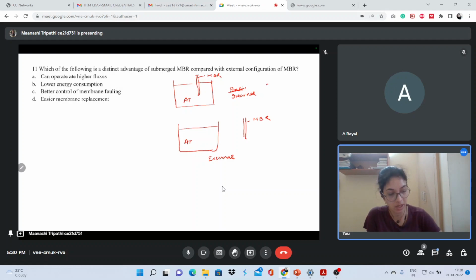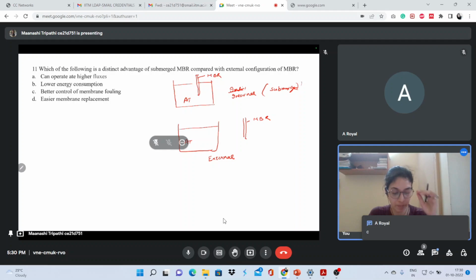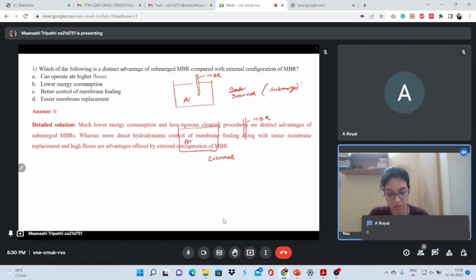Submerged MBR means this. So the question is asking about the advantages of submerged MBR over the external configuration. The options are: can operate at higher fluxes, lower energy consumption, better control of membrane fouling, easier membrane replacement. Okay, as you have answered, we'll see. So the answer is B, lower energy consumption.